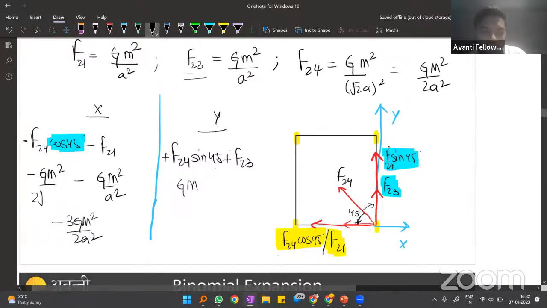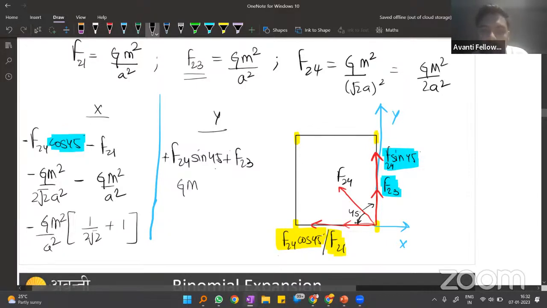2a square was already present and root 2 got included. So our final answer will also change. We'll take common GM square by a square, and the negative sign as well. Inside we have 1 by 2 root 2 plus 1. This is the only thing remaining inside, right?